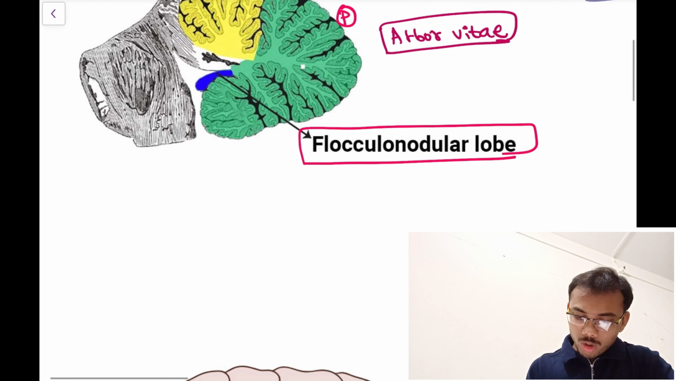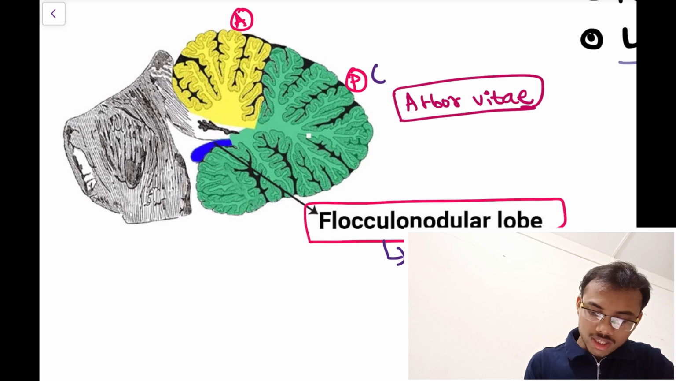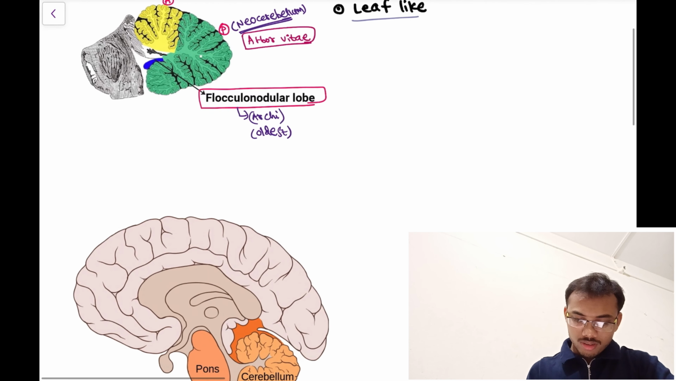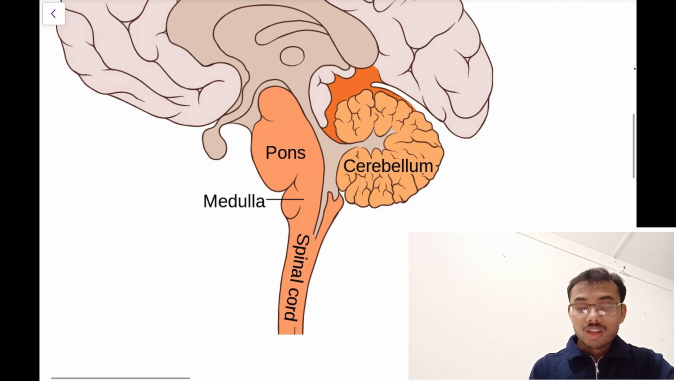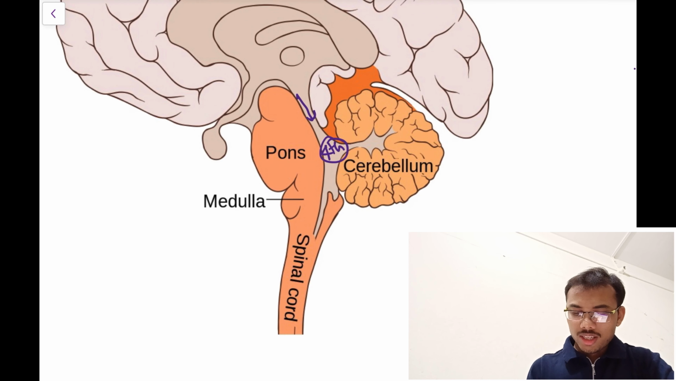This flocculonodular lobe is also known as archicerebellum, which is the oldest part, and this posterior lobe is also known as neocerebellum because it is the newest. And the cerebellum forms the roof of the fourth ventricle. So this is the fourth ventricle, this is the aqueduct of Sylvius, and here is the cerebellum. So it forms the roof of the fourth ventricle.